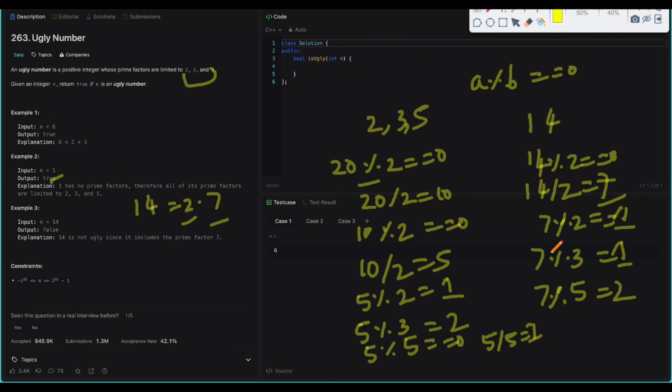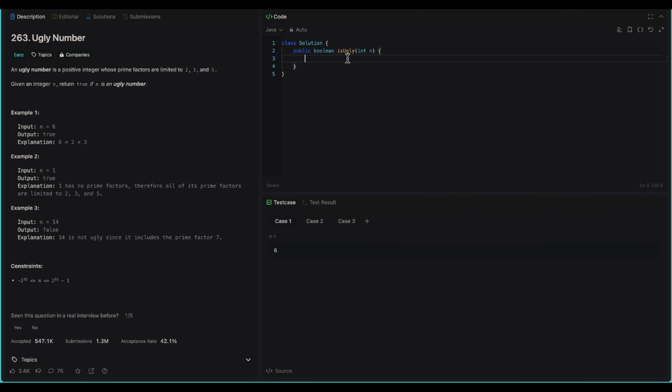Now let's jump into the code part. So first thing we will do is, because ugly number is a positive integer and in the constraints n can be negative or 0, if we see n less than or equal to 0, then we should return false. Then we have a special case. If n is equal to 1, then we should return true, even though it does not have any factors.